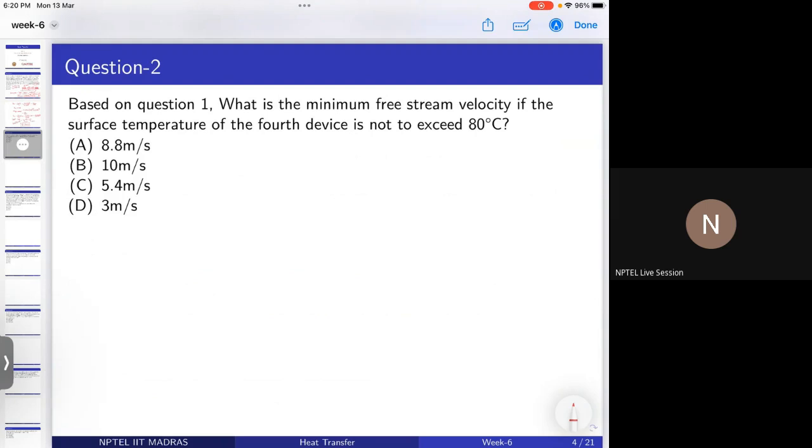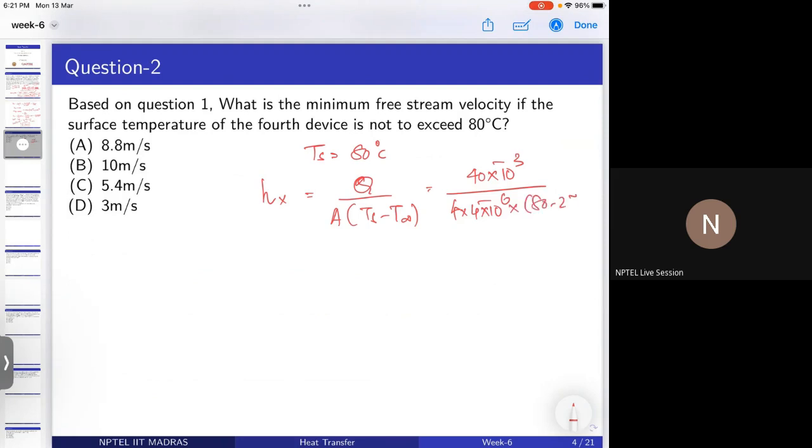You got the answer. The surface temperature is 80 degrees Celsius. What is Hx, which is Q by A times (Ts minus T infinity). This is 40 into 10 raised to minus 3, over 4 into 4 into 10 raised to minus 6, times (80 minus 27). So what is the heat transfer coefficient that should be maintained?